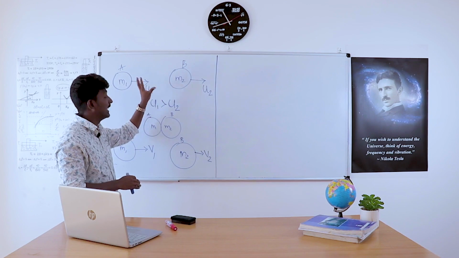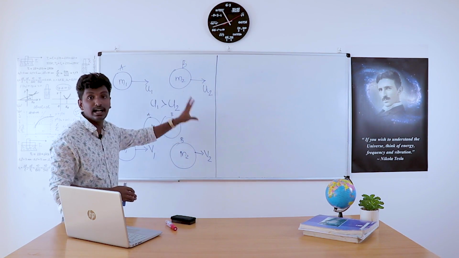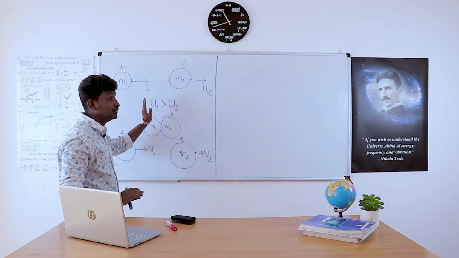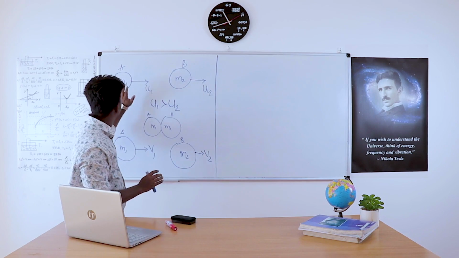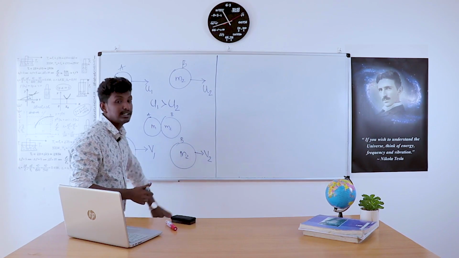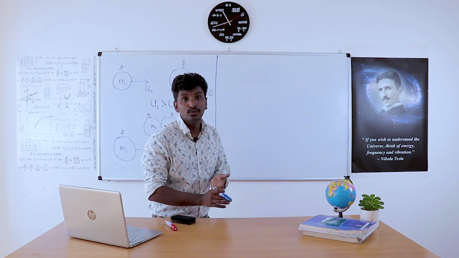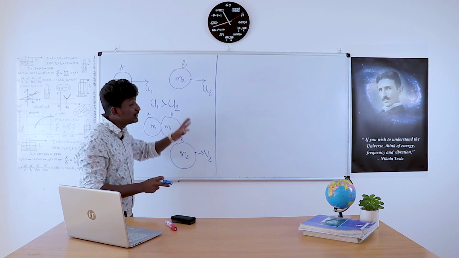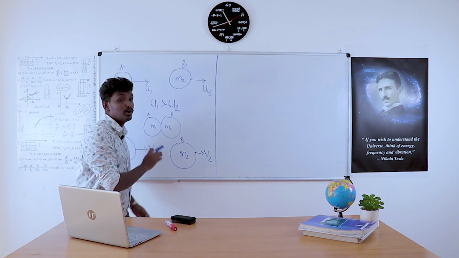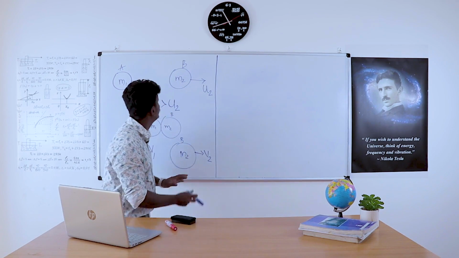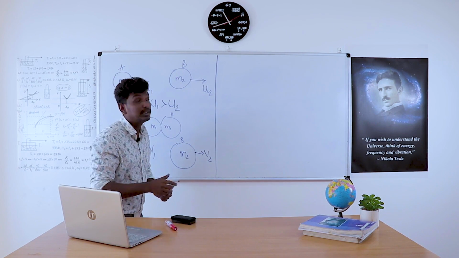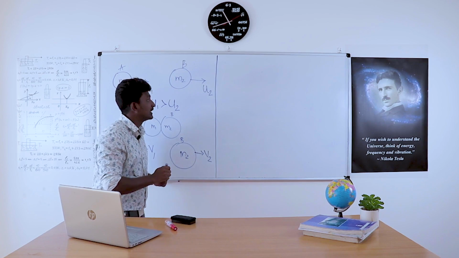Consider two objects A and B having masses m1 and m2 moving with velocities u1 and u2. If u1 is greater than u2, then surely A will collide with B and the velocities change to v1 and v2. Now we have to prove the total momentum before collision is equal to the total momentum after collision. Okay, let's start the proof.